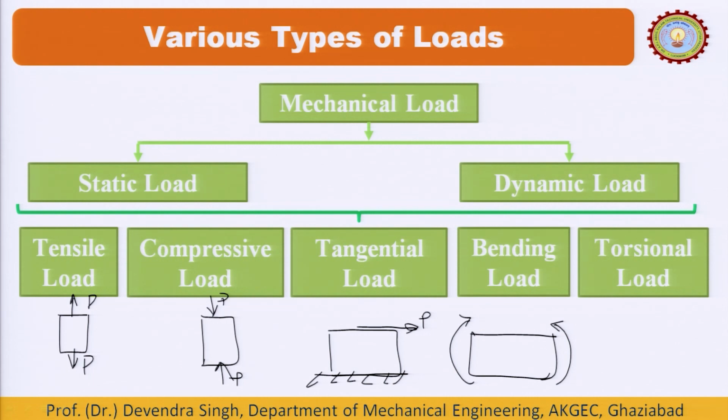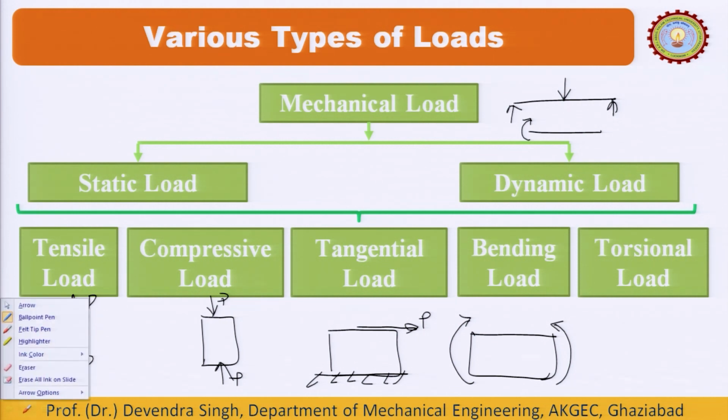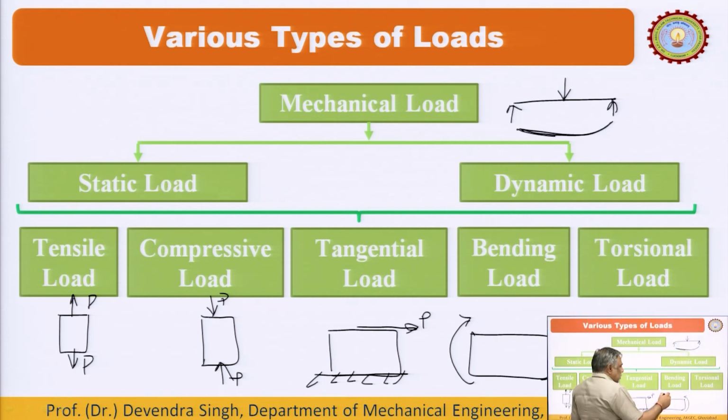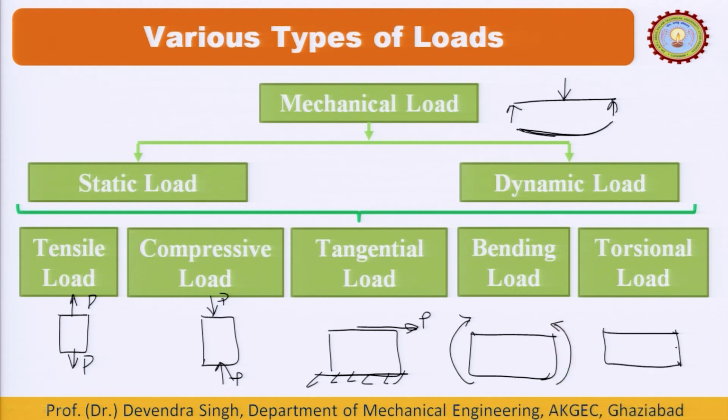Or here we have a beam, which is a simply supported beam. This is again subjected to bending. It will bend like this. This is the elastic curve. Then, if this is a shaft circular in section and it is subjected to a torque, then this torque is called the torsional moment.